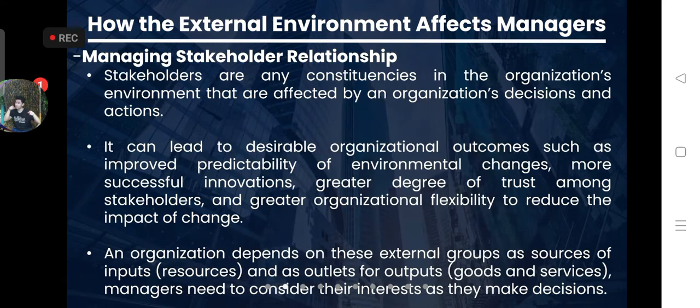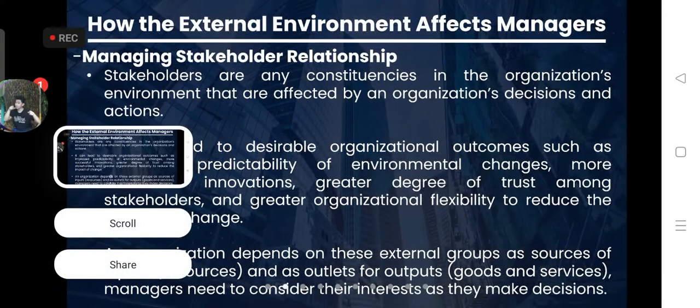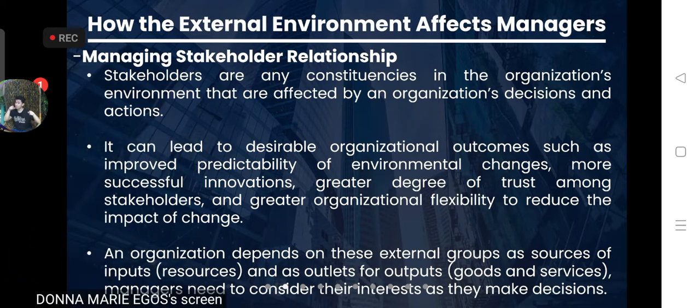So aside from assessing environmental uncertainty, managing stakeholder relationships is also an important component of the external environment. Stakeholders are any constituencies in the organization's environment that are affected by an organization's decisions and actions. So stakeholders are the individuals and the organizations that are affected by the activity and decisions of another organization.